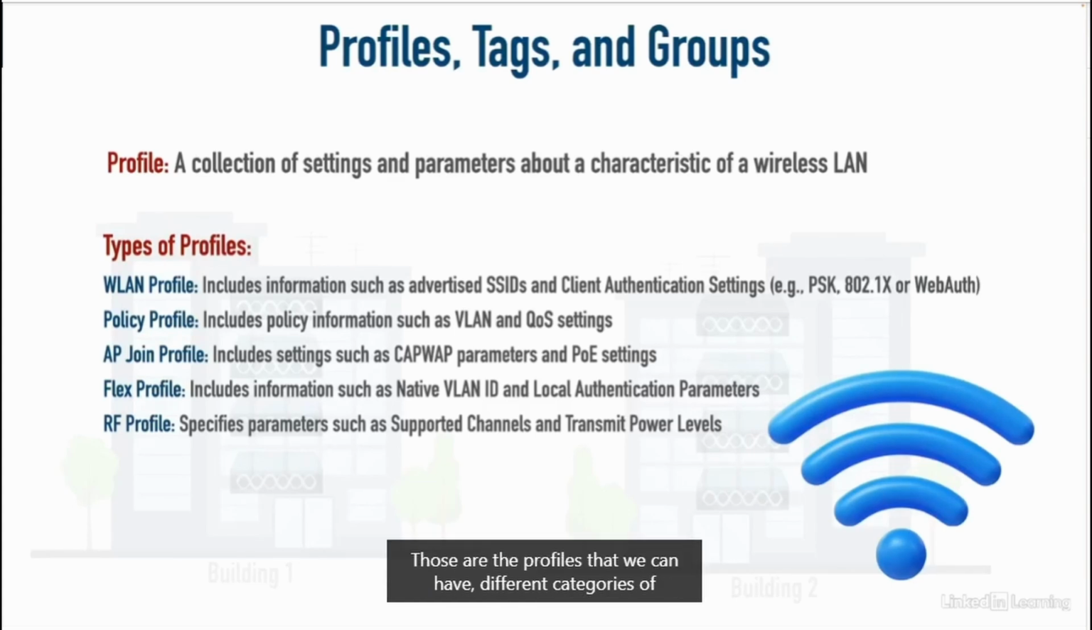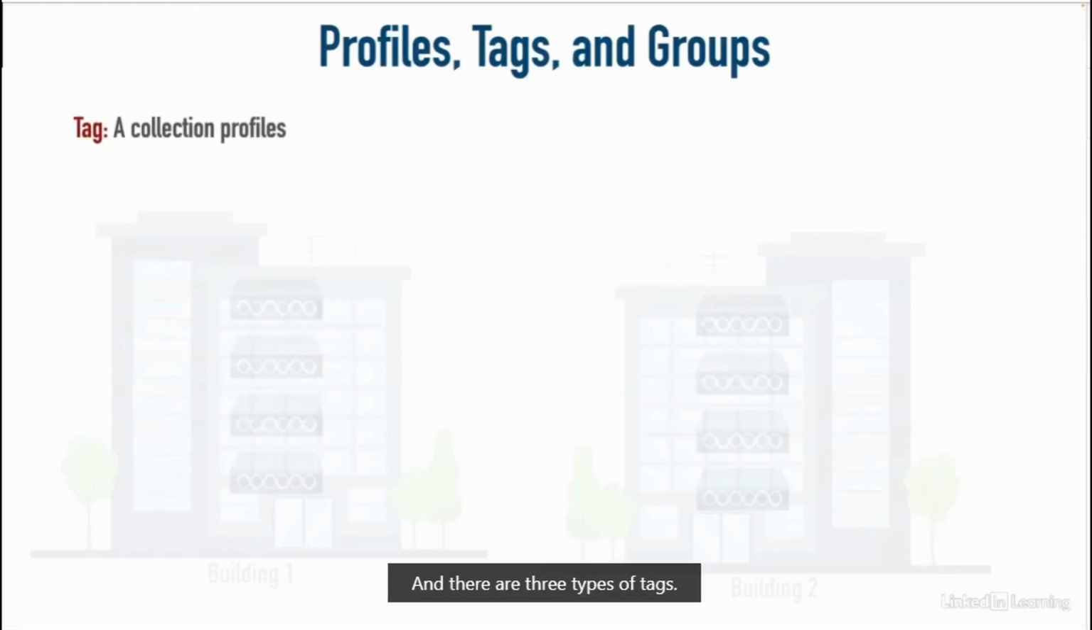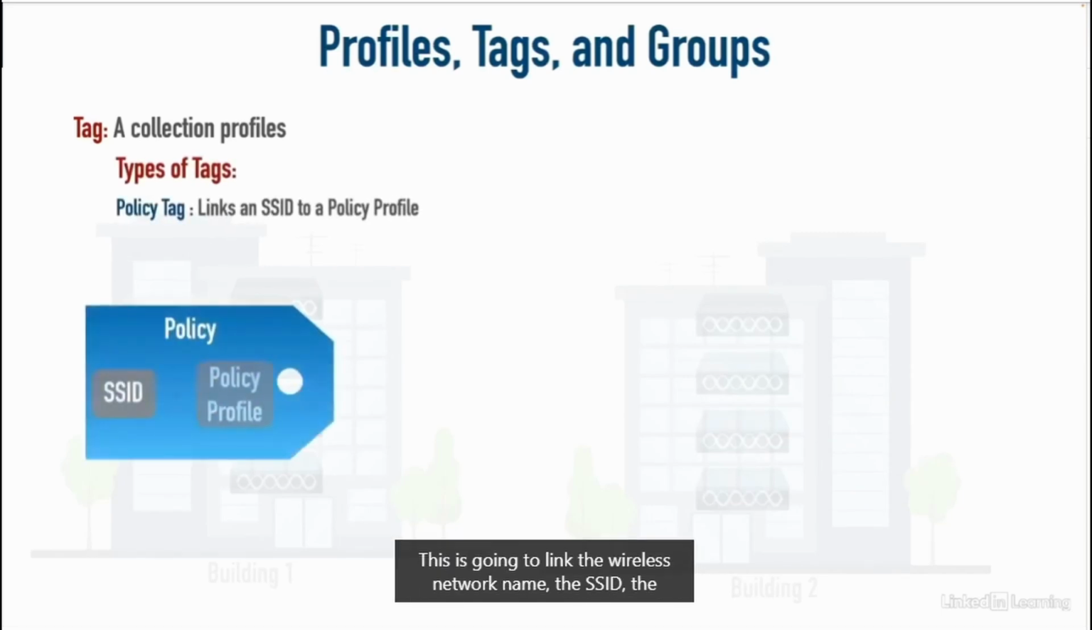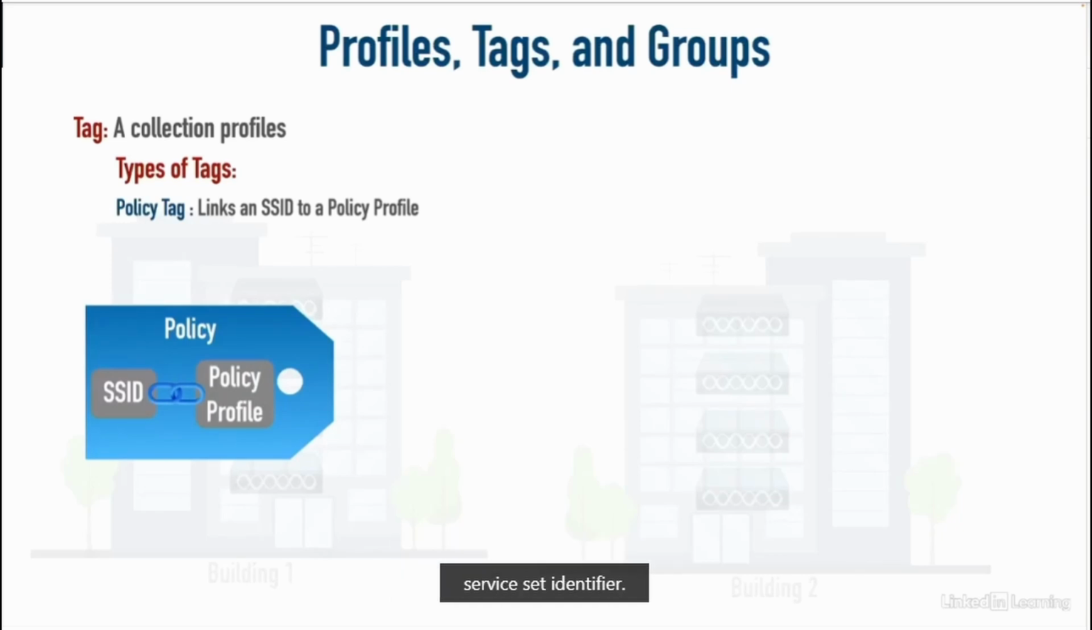Those are the profiles that we can have, different categories of wireless LAN characteristics, and then we can group these profiles into different tags. And there are three types of tags. The first one is a policy tag. This is going to link the wireless network name, the SSID, the service set identifier. It's going to link that SSID to the policy profile.